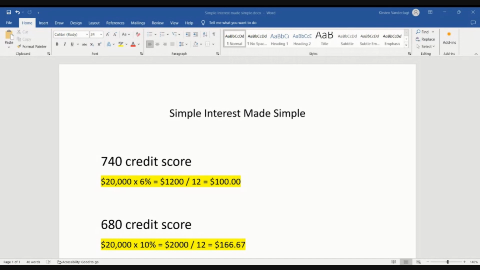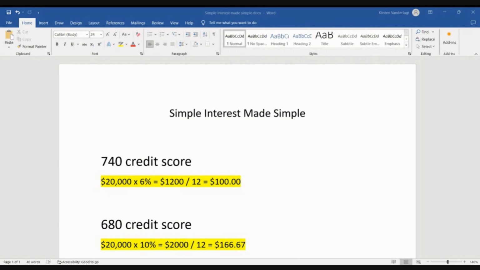We're excited to have you and talk about simple interest made simple. If you are listening right now and watching your screen, you're going to see a very simple Word document. We're going to take 10 minutes talking about how to calculate simple interest and the dollars around why your credit score matters. Let's jump right into this very simple example that you see on your screen.